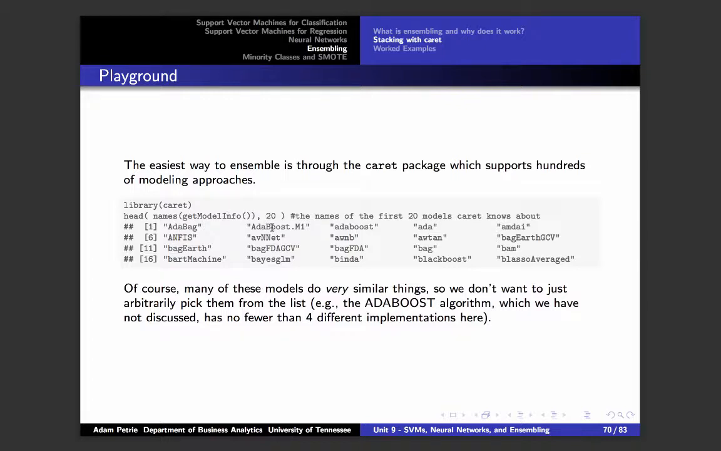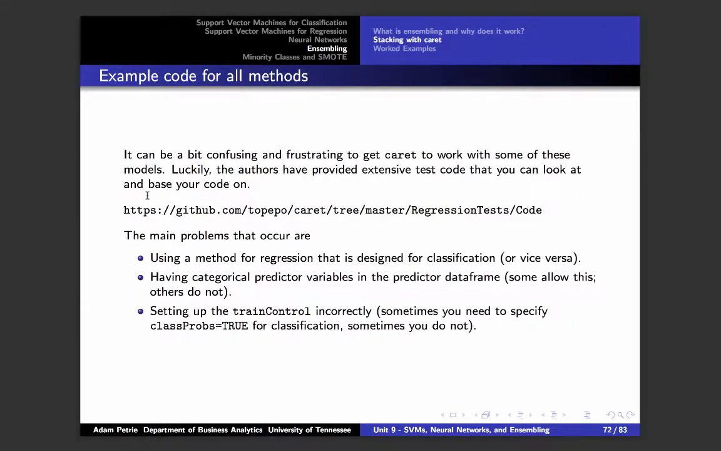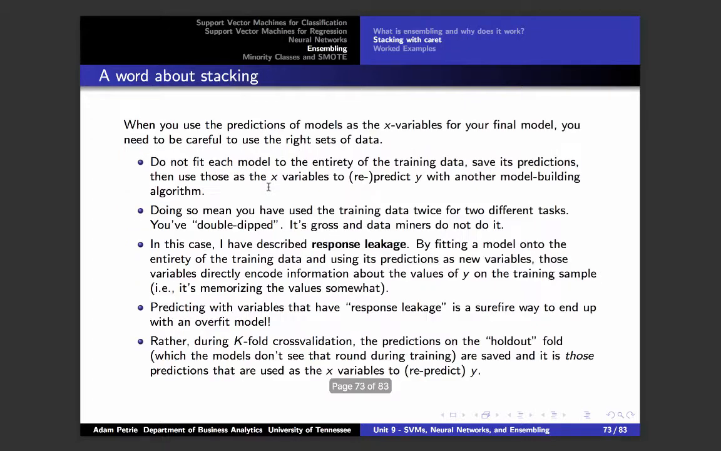A lot are really, really close to each other. There are a lot of different flavors of the technique called AdaBoost, for instance. Some models do classification, some models do regression, some do both. You can get what type of model is good for what by running getModelInfo as well. And you can even look at some of the code for how each of these models is set up if you want to venture out and try a new type of model that we haven't even discussed.